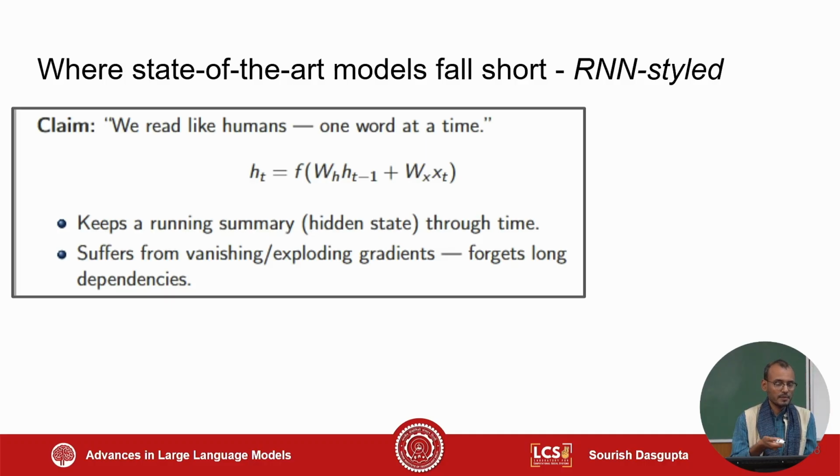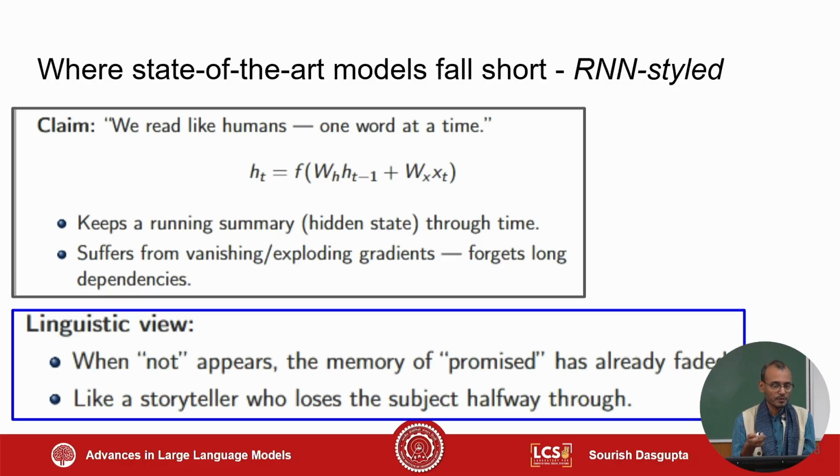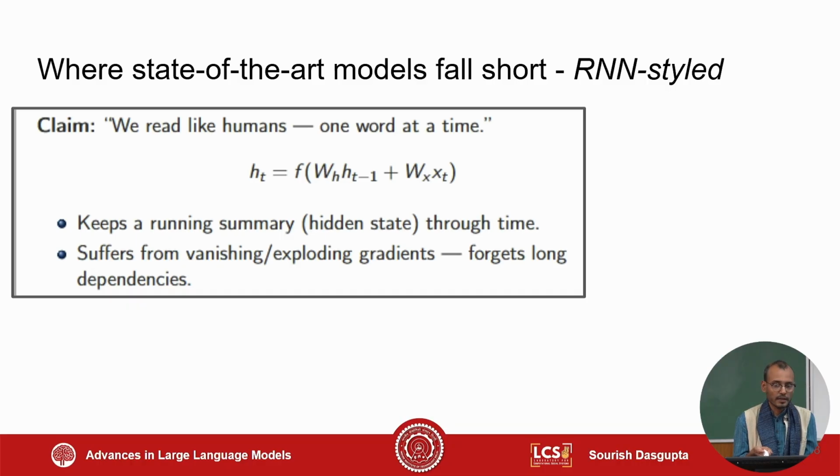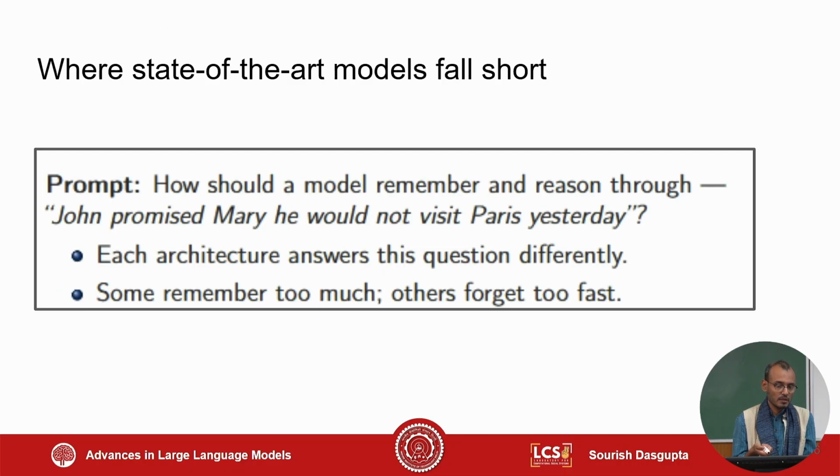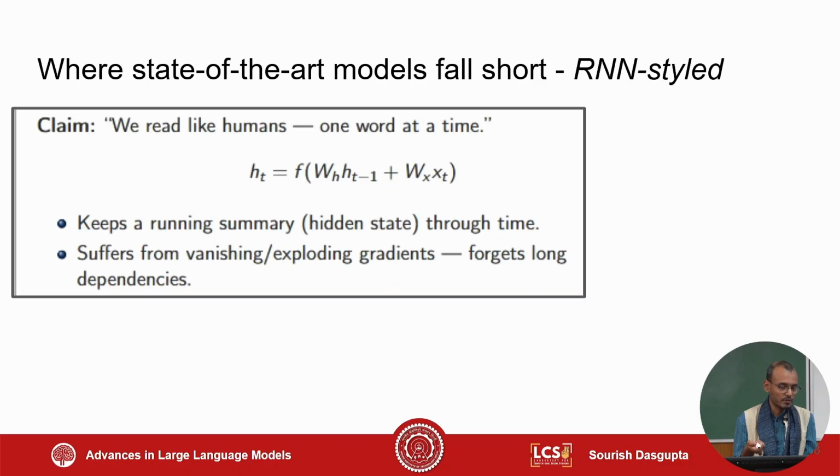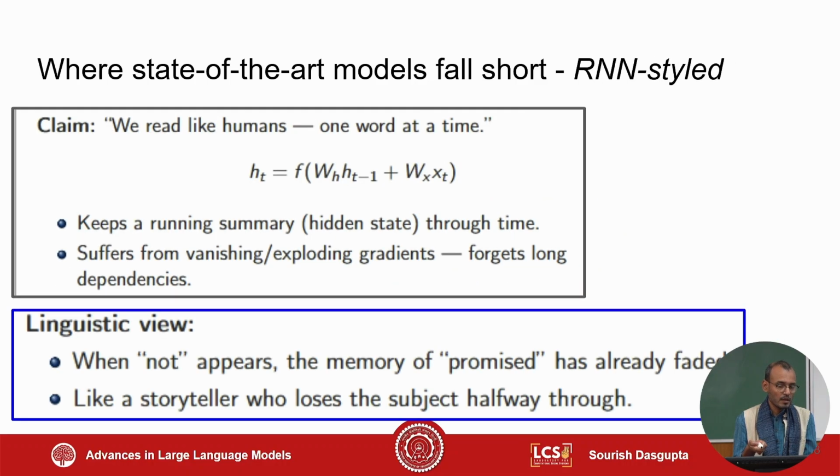So it keeps the running summary through time, but it suffers from vanishing or exploding gradients, which means it forgets long dependencies. It tries to mimic how we read as humans, but it has this issue. Take the sentence: John promised Mary he would not visit Paris yesterday. When the word not comes in, the memory of promise has already faded.